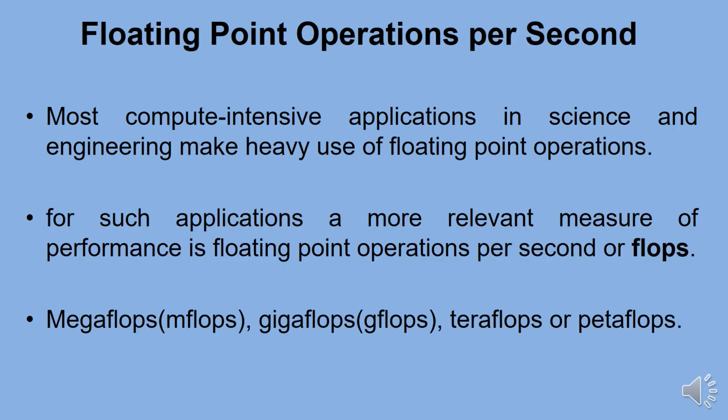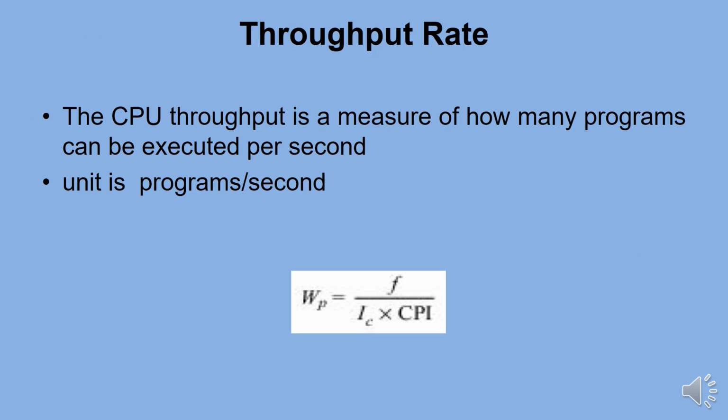Floating point operations per second. Most compute intensive applications in science and engineering make heavy use of floating point operations. For such applications, a more relevant measure of performance is floating point operations per second. The CPU throughput is a measure of how many programs can be executed per second. The unit used is programs per second.